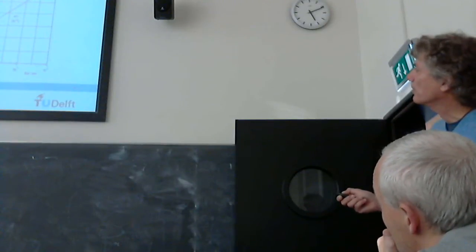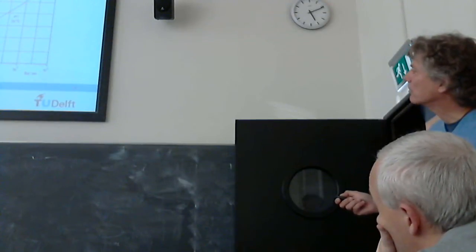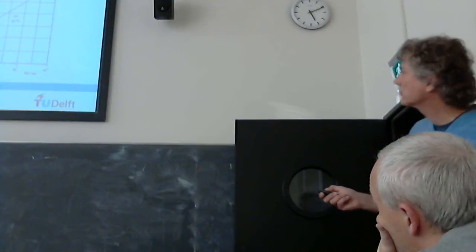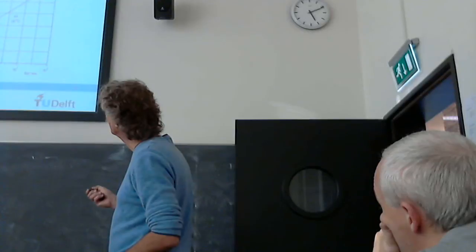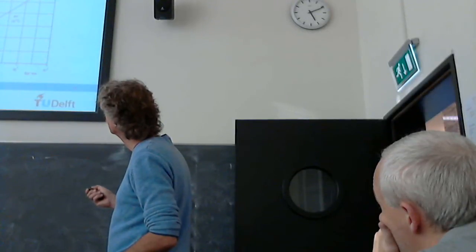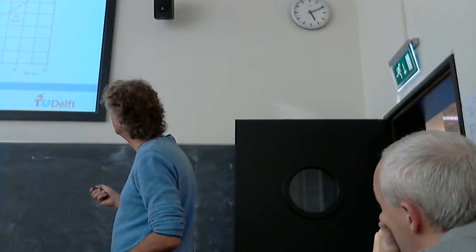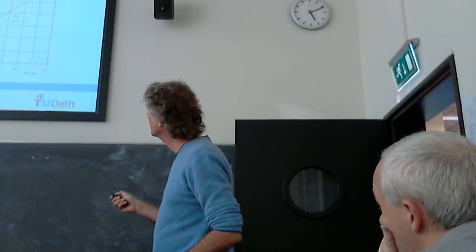So let's look at the minimum. Here we see 10 to the minus 1 is 0.1, 0.2, 0.3. This is about 0.35 kilovolt, about 350 volts. And the location is about 7 micron there.